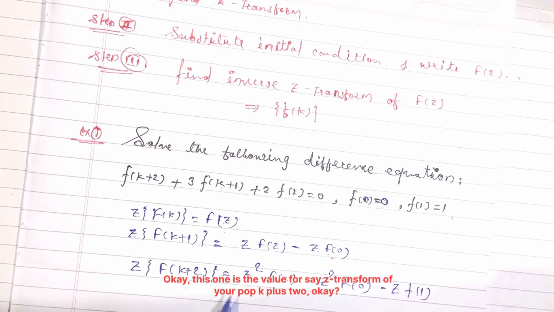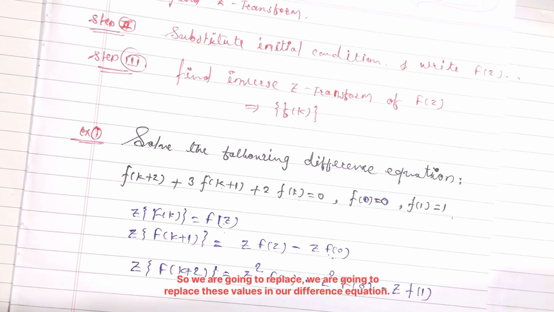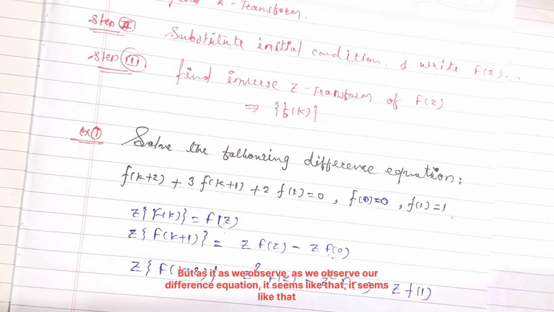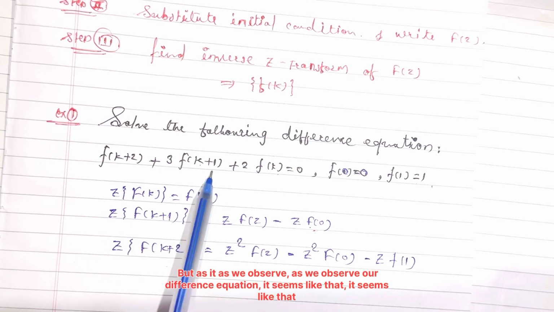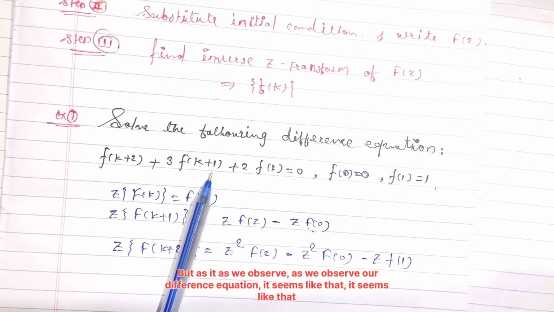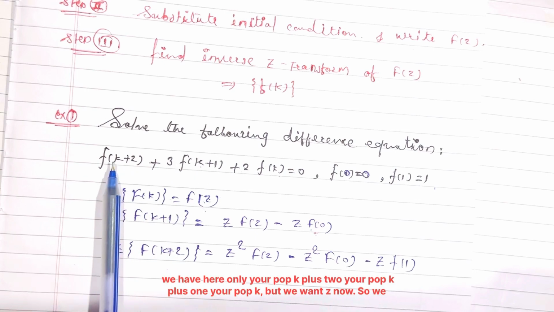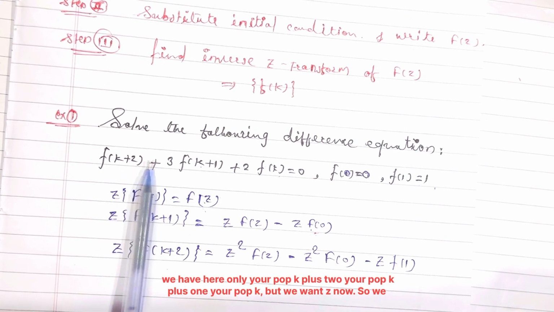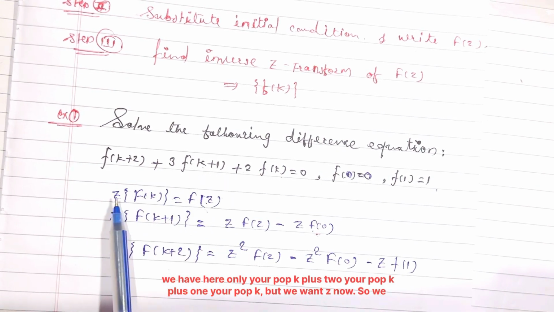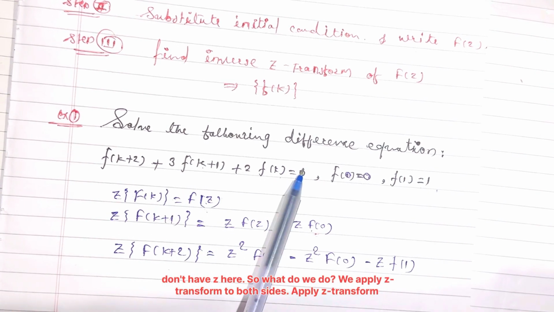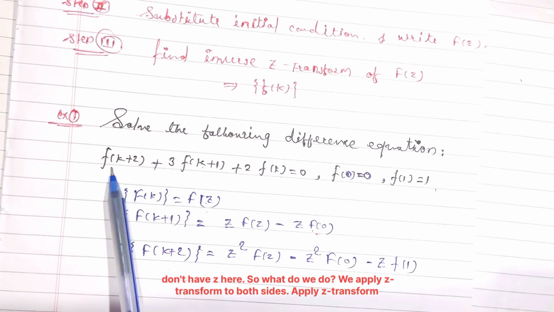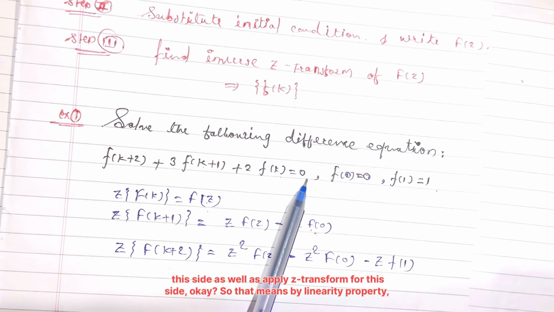Okay, this one is the value for Z transform of f of k plus 2. So we are going to replace these values in our difference equation. But as we observe our difference equation, it seems that we have here only f of k plus 2, f of k plus 1, f of k, but we want z now, so we don't have z here. So what we do, we apply z transform to both sides, this side as well as this side.